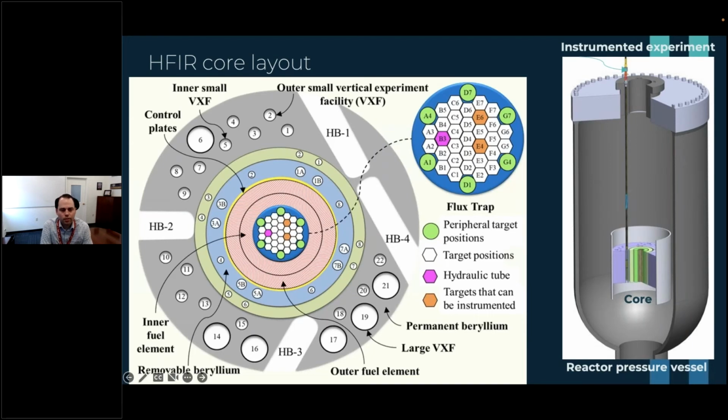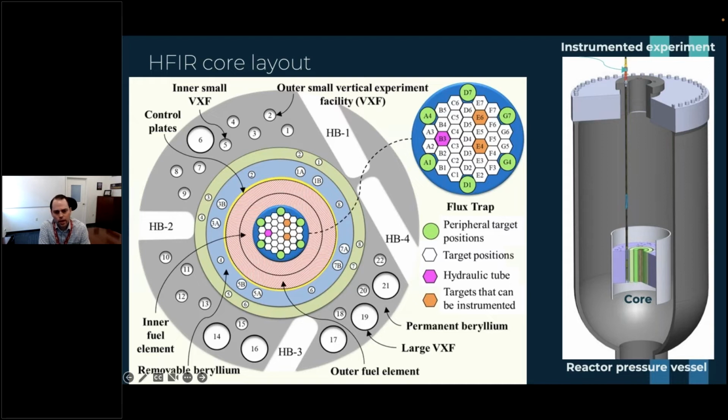So here's the layout of the HFIR core. There are two annular fuel elements, the inner and outer fuel element, with the red involute shapes you can kind of see in the center. And at the very center of the core is our flux trap. That's where we have the highest flux. That's where most of our materials irradiations are performed. Quite a few isotope production capsules are located there as well.